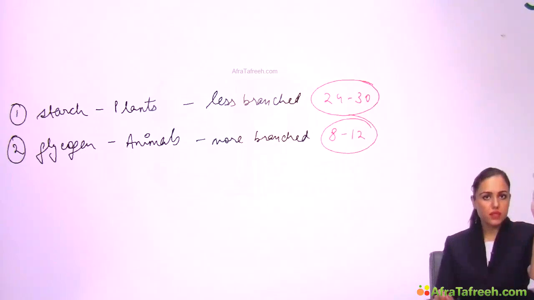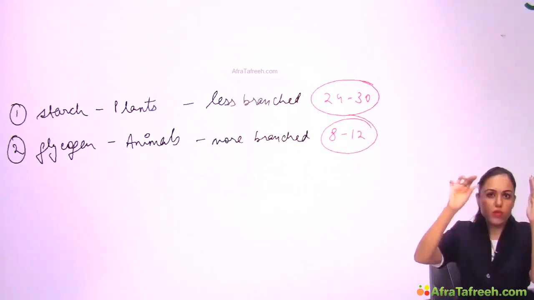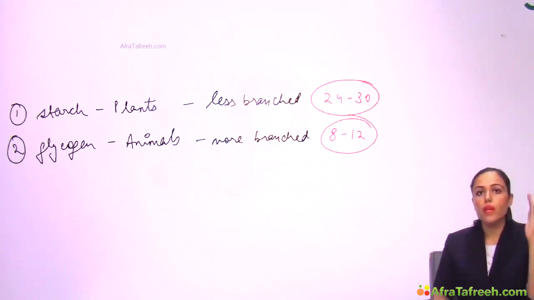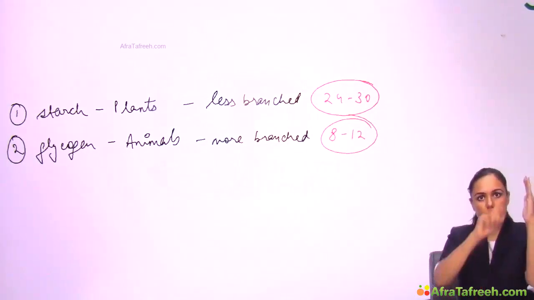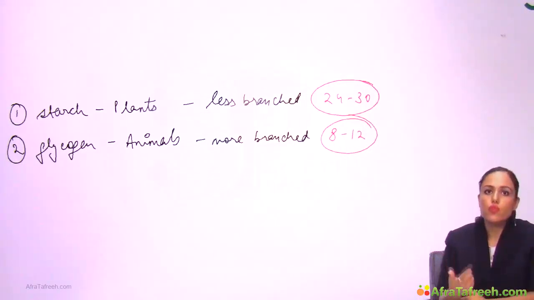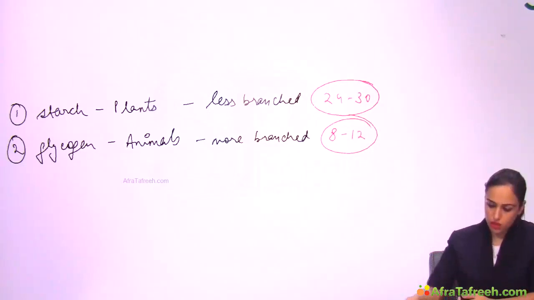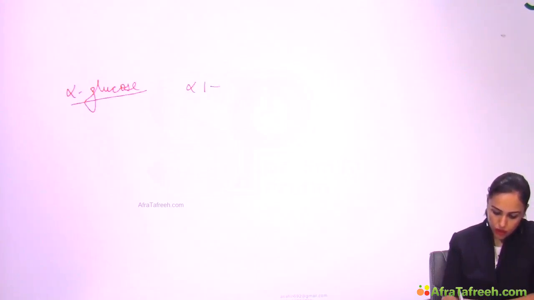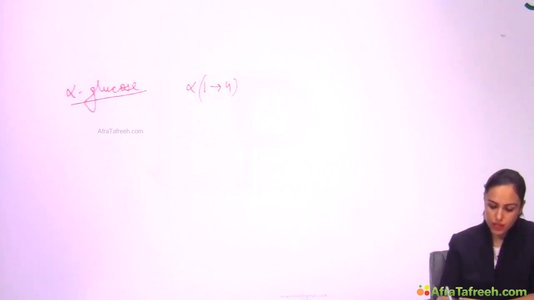That means, let's say this is a branch in starch, then 24 to 30 glucose residues, then the next branch comes. Then again 24 to 30 glucose residues, then the next branch will come. But in case of glycogen, when there's a branch, just 8 to 12 glucose residues, again a branch, 8 to 12, again a branch. So glycogen is more branched than starch. So these were the differences between starch and glycogen. But now, what are the similarities? The similarity is that both are made up of alpha glucose. Both have alpha-1,4 bonds in the straight chains and alpha-1,6 bonds in the branch chains.